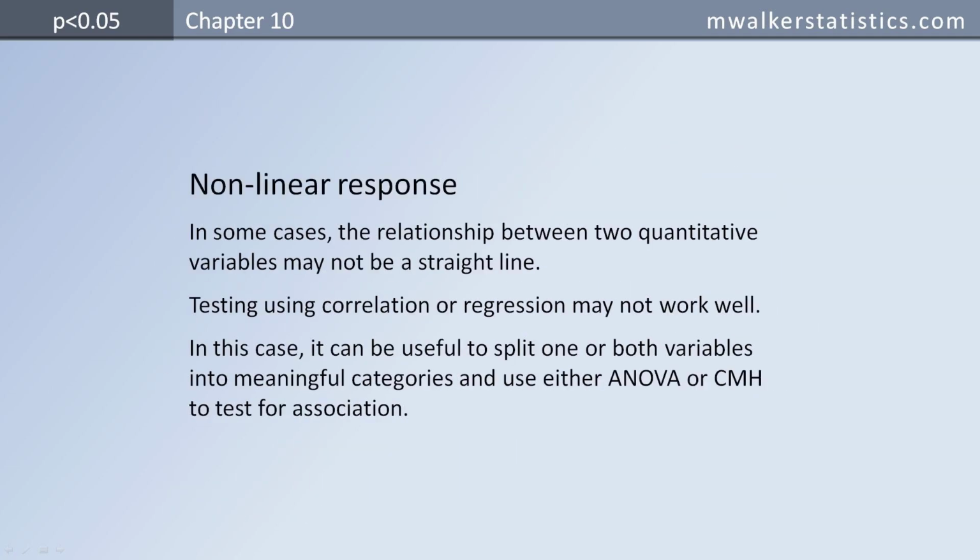Example 3. Nonlinear response. In some cases, the relationship between two quantitative variables may not be a straight line. Testing using correlation or regression may not work well. In this case, it can be useful to split one or both variables into meaningful categories and use either ANOVA or CMH to test for association.